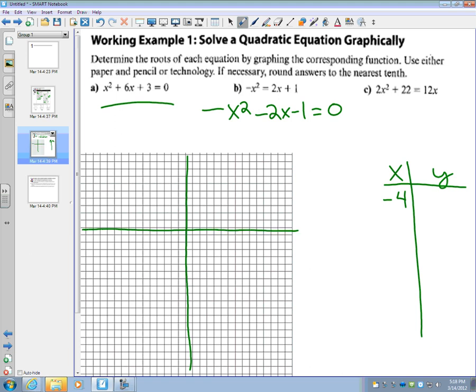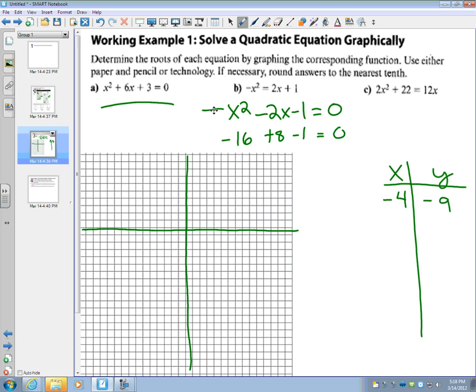What a beautiful graph. Okay, when I put in negative 4, squared is 16, but it's negative 16. Minus 2 times negative 4, well, negative 2 times negative 4 is positive 8. Minus 1. So I get minus 17 plus 8. Well, that is negative 9.